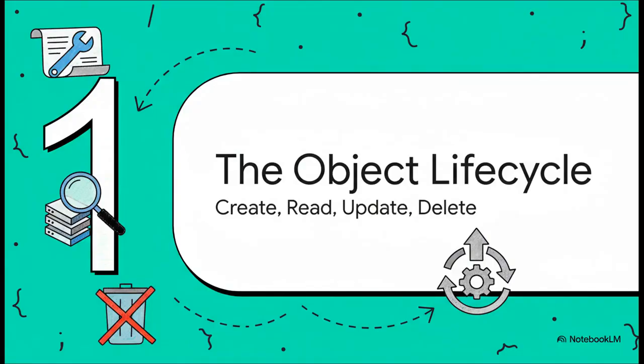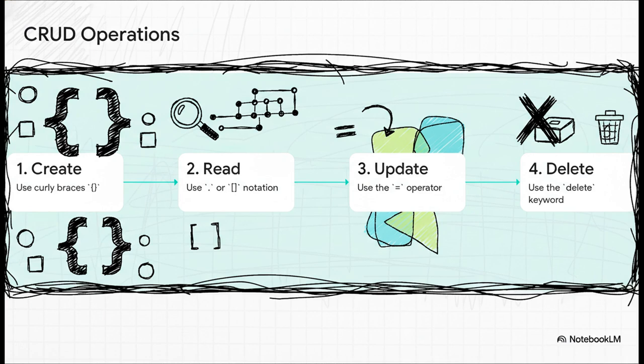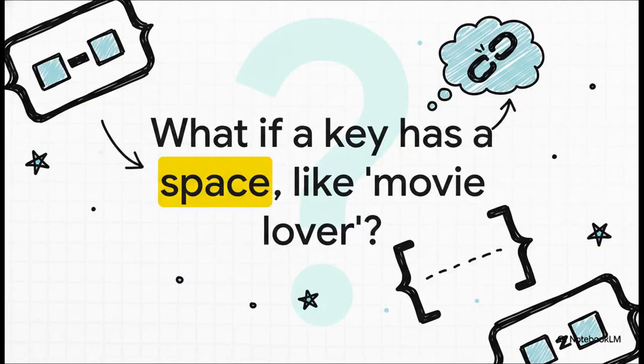Okay, so let's get into the nitty-gritty. Think of an object as having a life cycle. There are really just 4 basic things you'll ever need to do with them. You'll create them, you'll read data from them, you'll update them, and sometimes you'll delete stuff from them. And honestly, it's super straightforward. We make a new object with those curly braces. Then, to read a property, we just use dot notation. Like user.name. Want to change it? Simple. Just use the equal sign to assign a new value. And if you need to get rid of a property entirely, you just use the delete keyword. That's it.